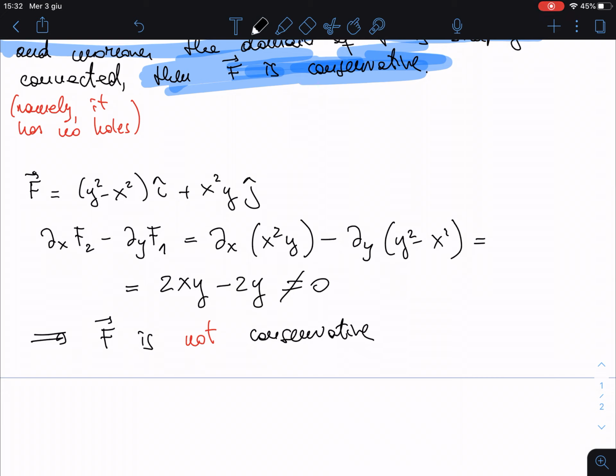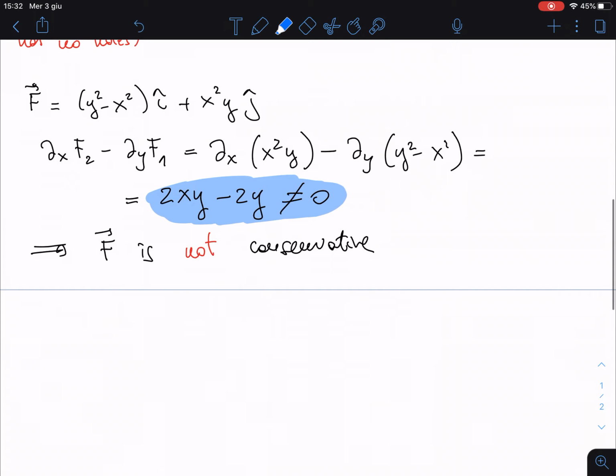Because simply, since this is different from 0, it is possible to find a region where its integral is not 0. And so the line integral on the contour of this region will be not 0 due to Green's theorem. So this is very easy. You find that the curl is not 0, then F is not conservative.